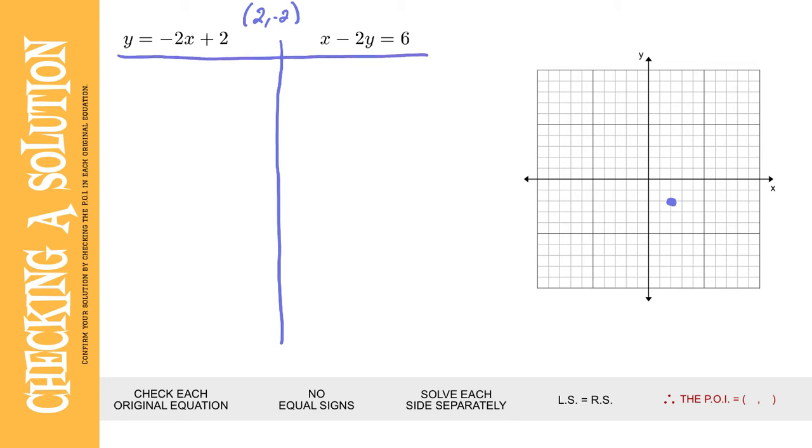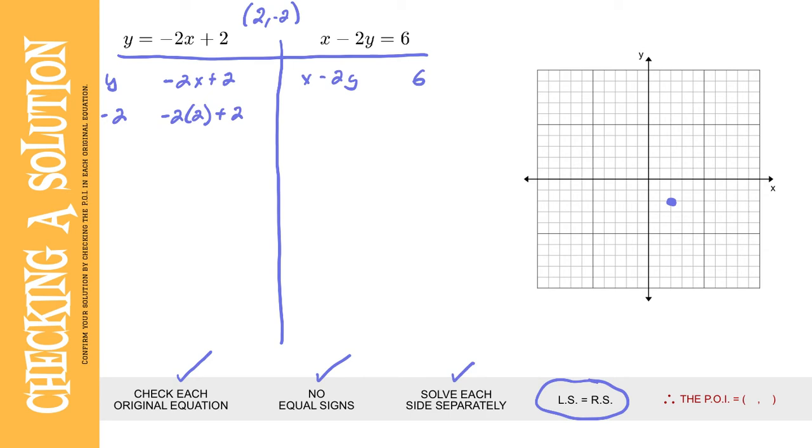So I have a series of steps along the bottom here. You're going to check each original equation. No equal signs in a check. Solve each side separately so that ultimately you get a situation where you've proven that the left side equals the right side. So I'm going to separate out my original equation without the equal signs. So now I've got a left side and a right side. I'm going to sub in my values. Y is negative 2. X is positive 2.